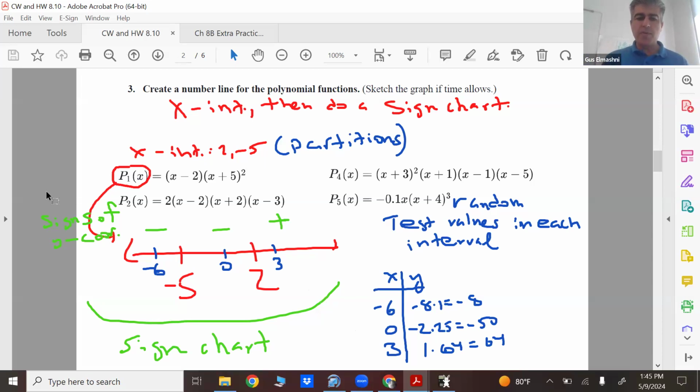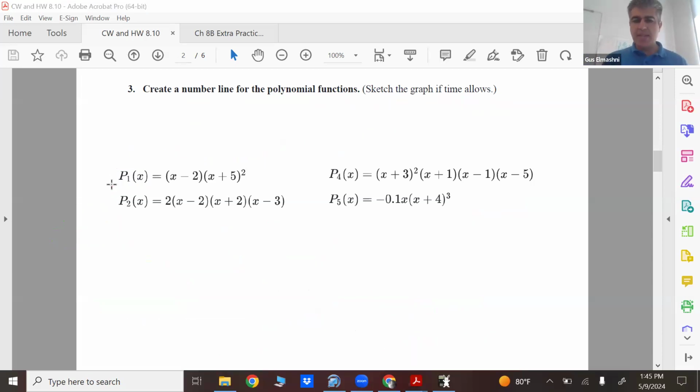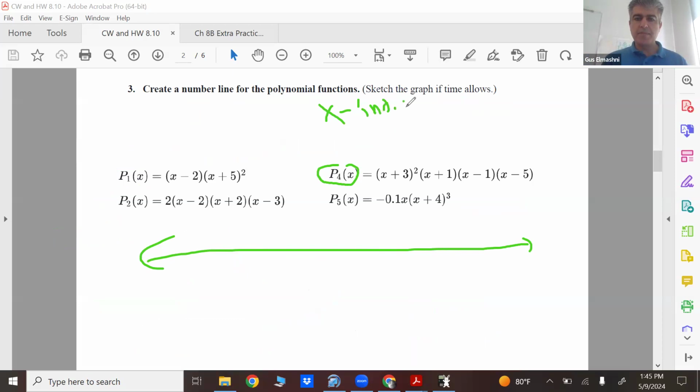Let me do one more of these with you guys, just so you get the hang of it. It's not that hard once you know what's going on. I'll do P4 because it's a little crazy. So here's P4. Where are my x-intercepts here, guys? 1 and 5. Perfect. So I'm going to partition.